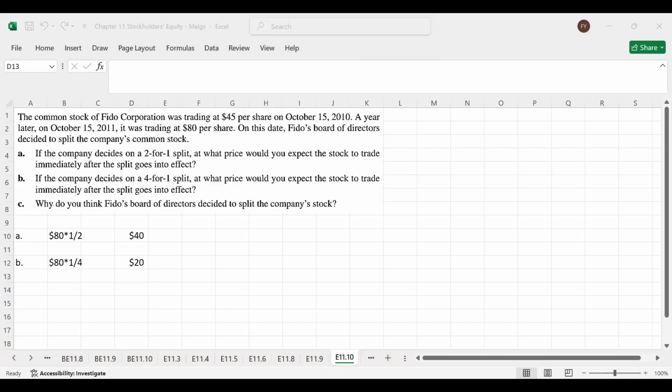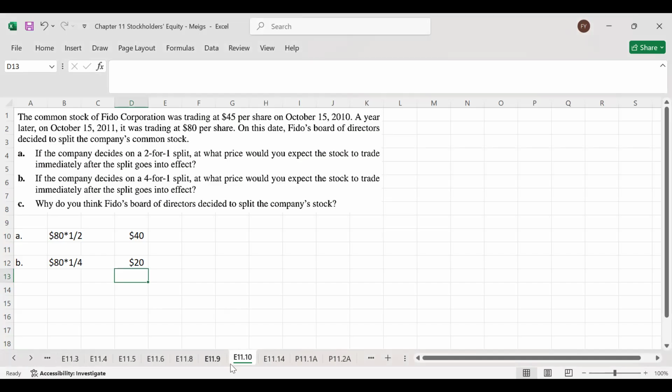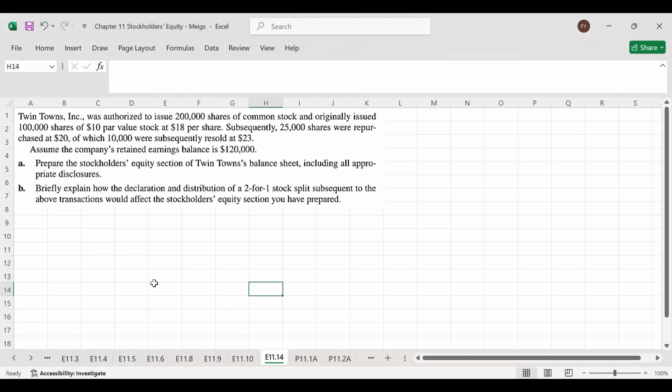11.14. So we are going to cover the next exercise, which is 11.14. This is the last example of treasury stock. But in this problem, we will discuss treasury stock as well as stock split. So this is very important from an examination point of view because we have both types of stock, the treasury stock as well as the stock split in this problem.